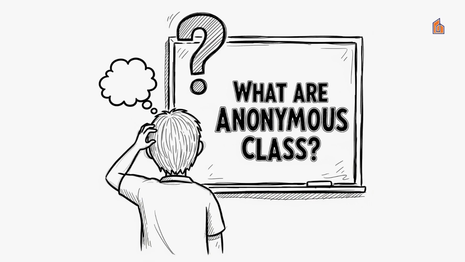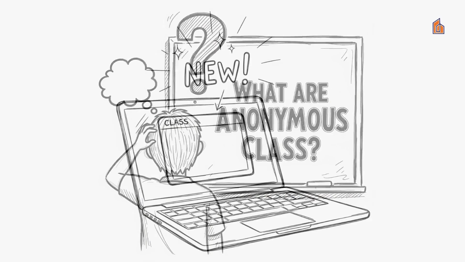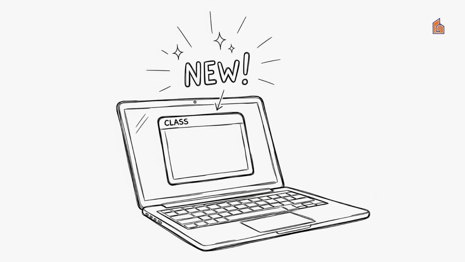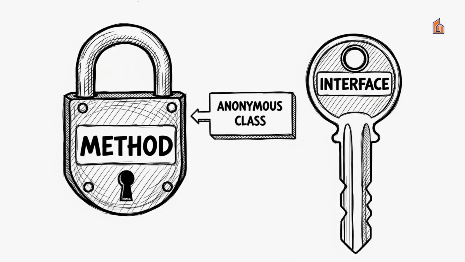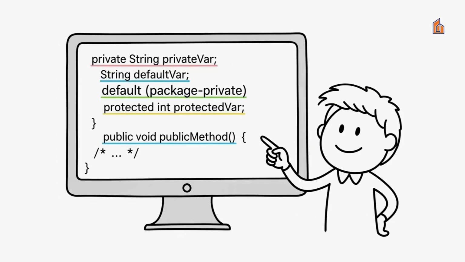Now, what are anonymous classes? An anonymous class is a class without a name created on the fly. We often use it when we need to create a one-time use class. For example, when implementing an interface or overriding a method quickly. Now let's see a code to understand it better.